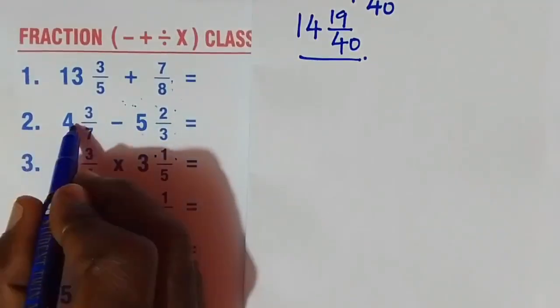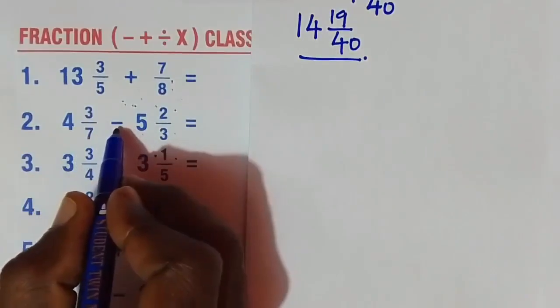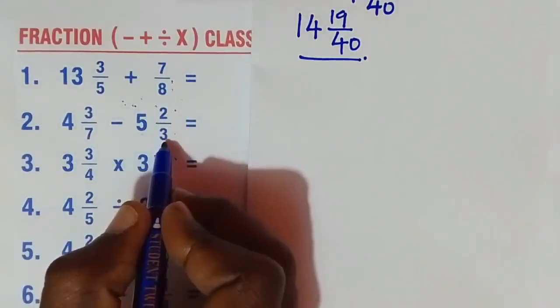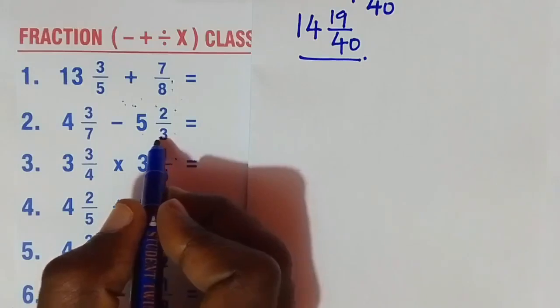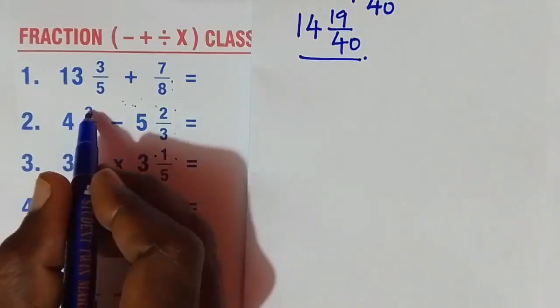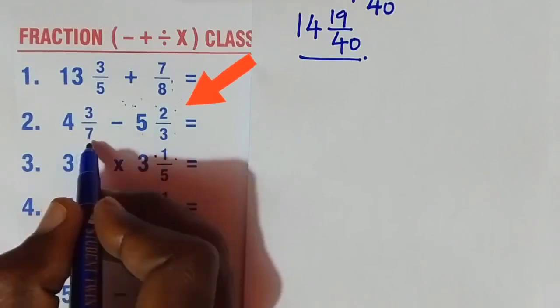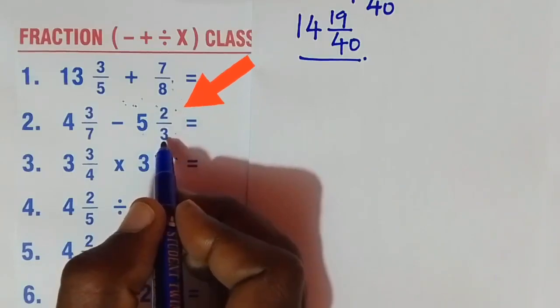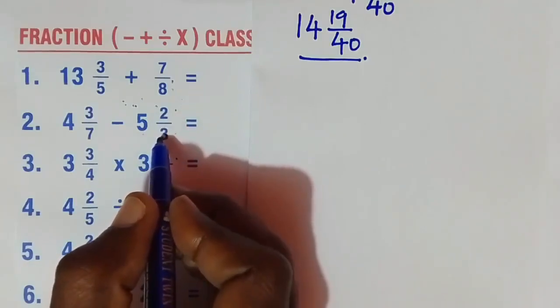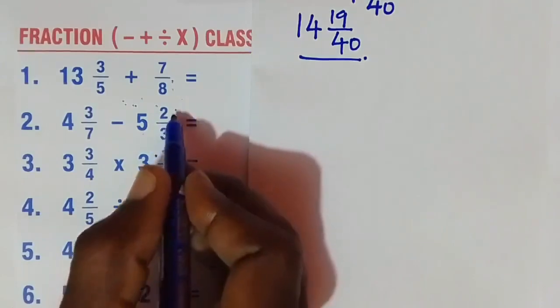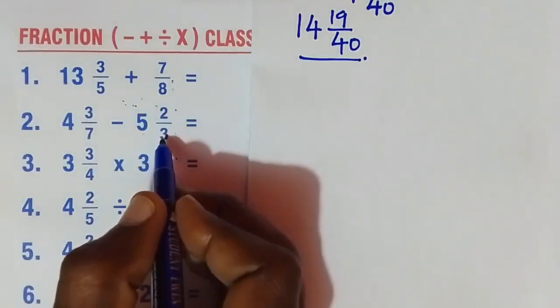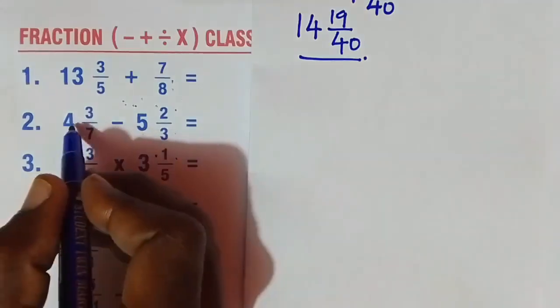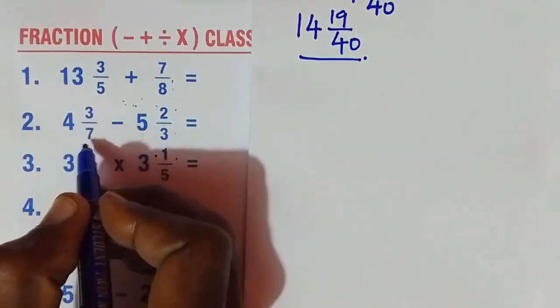They gave us 4 3 out of 7, take away 5 2 out of 3. But when we check our question, 4 3 out of 7 is more in quantity compared to 5 2 out of 3. So our answer here is going to be negative. What we're going to do, we are going to take 5 2 out of 3, take away 4 3 out of 7.